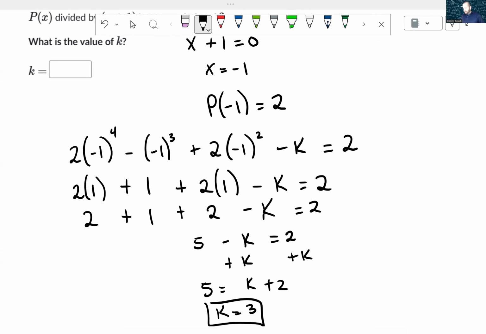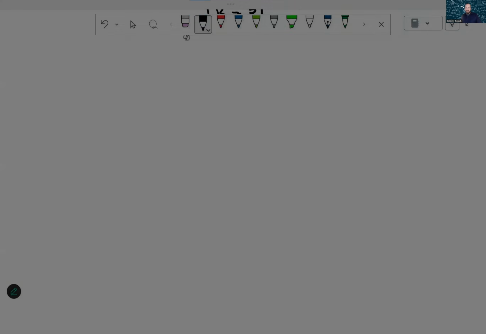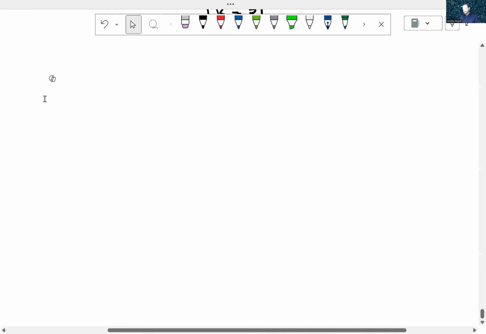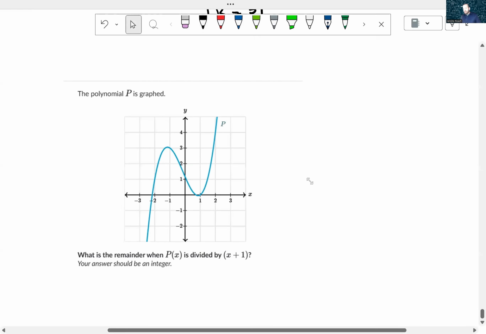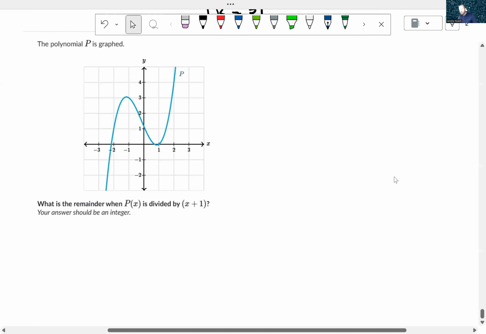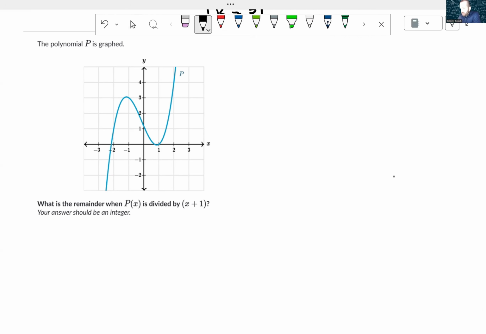Okay, let me see if there's any that are in a different form. Yeah, so there are some questions that are given to us in graphical form. So it'll say this polynomial is on the graph, and we have to find what the remainder is. So it says p of x is divided by x plus 1. What's the remainder when it's divided?